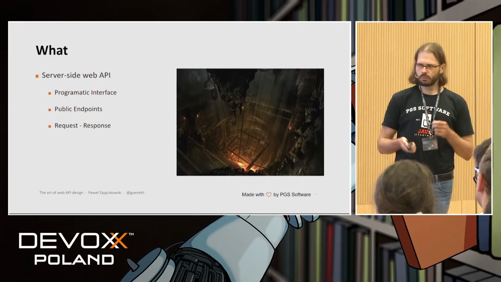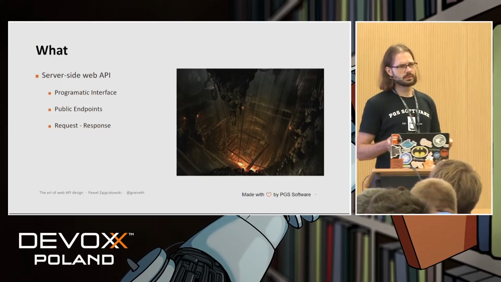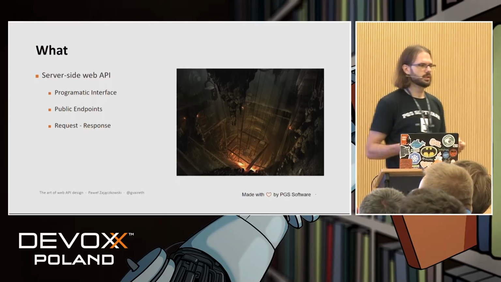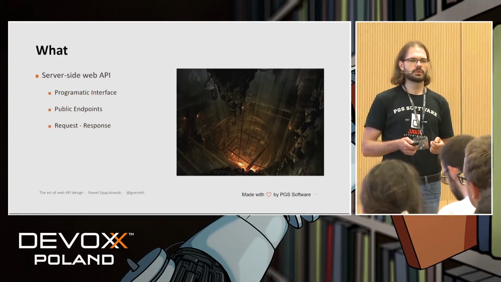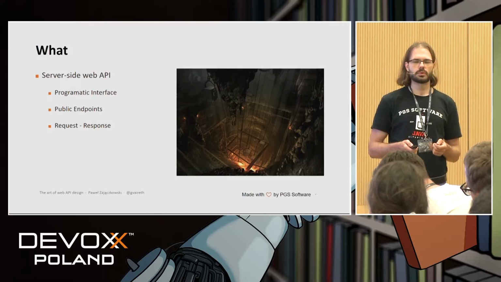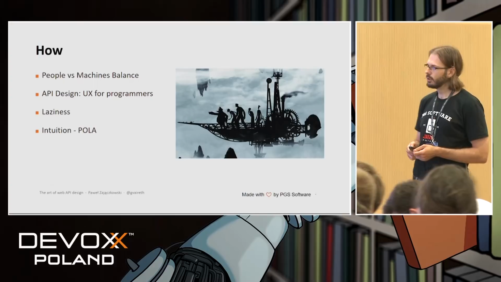So that's what we will be more or less talking about today: an external web API. What is this? Well, it's kind of simple. It's just a set of endpoints with which we can talk using a specified set of messages, requests, and responses. And how to do this? Well, that will be the objective of the talk.